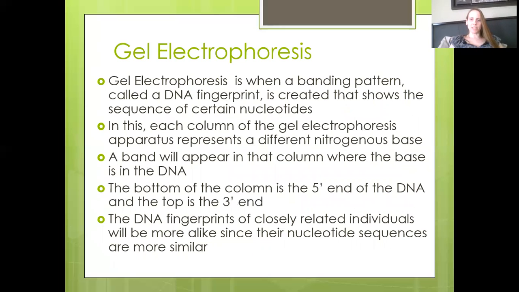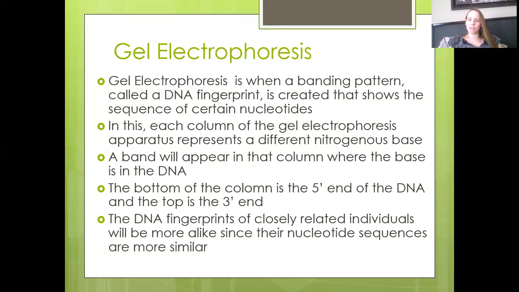So gel electrophoresis is when you create a banding pattern called a DNA fingerprint that shows the order of different nucleotides in a segment of DNA. Essentially, you have this gel electrophoresis apparatus. It's like this gel substance. And there'll be 4 different columns within the gel. And each column will represent a different nitrogenous base, like A, T, G, C, for example.